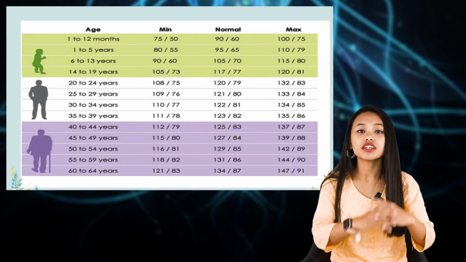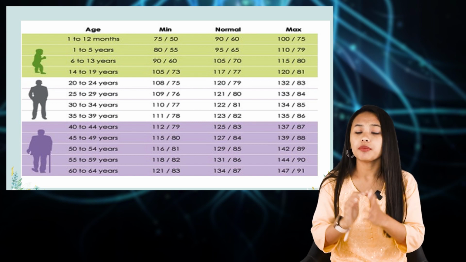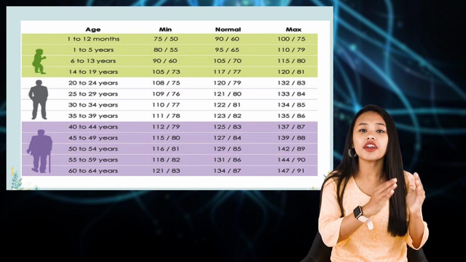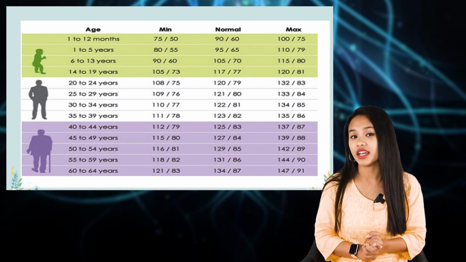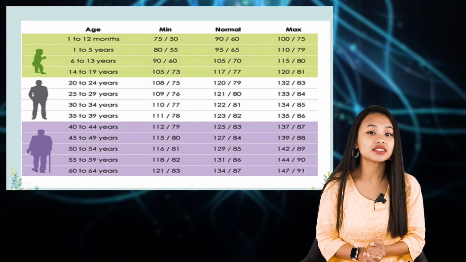Then also, as I have said, depending on the age and the body size of an individual, the blood pressure can differ from one person to the other. However, there is the normal, the minimum and the maximum for each and every age group. So talking about the first age group, that is 1 to 12 months, the minimum blood pressure of this age group is 75 by 50, whereas the normal is 90 by 60 and the maximum is 100 by 75.